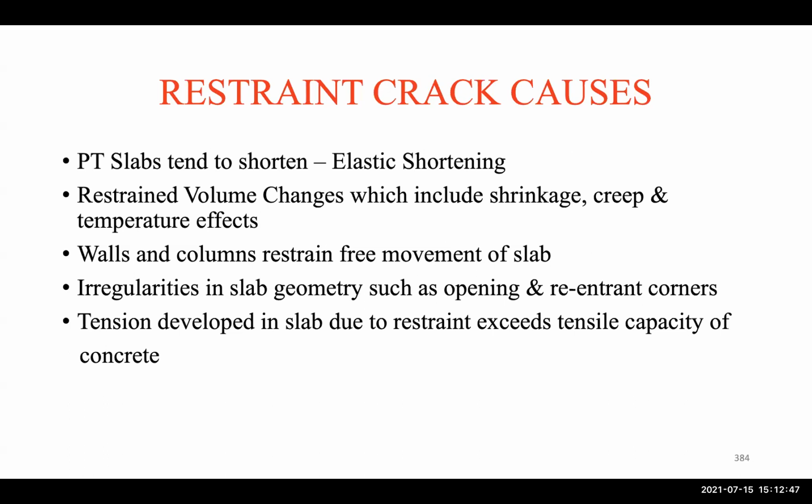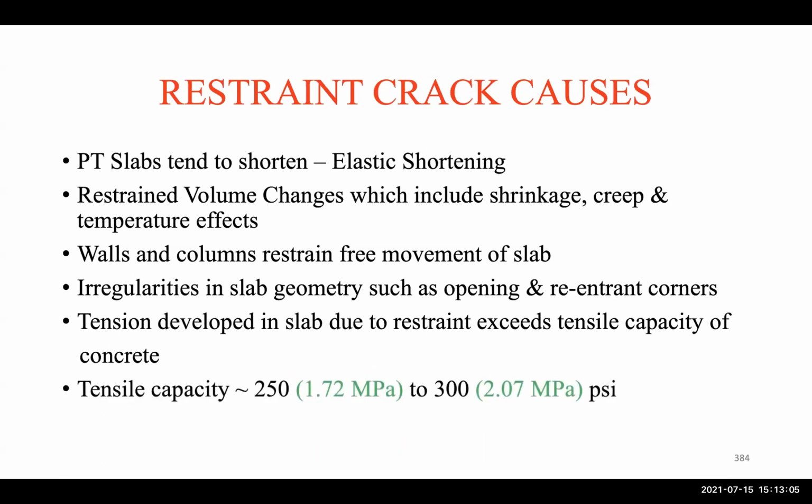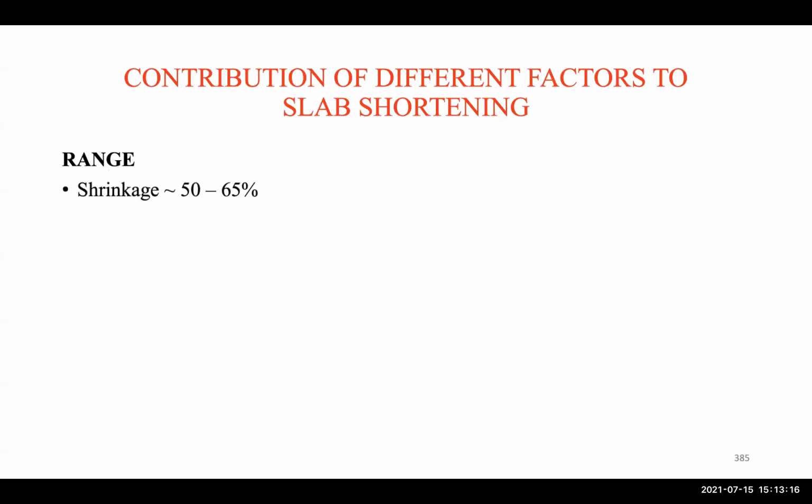Now, tension developed in slabs due to restraints can exceed the tensile capacity of the concrete. So when it tries to move, tension stresses are developed, then the slab tends to crack. So we have to have the proper detailing of reinforcement in that area, and we will talk about methods for that. Tension capacity is typically 250 to 300 psi of the concrete, so we have to watch for that limit and do things appropriately.